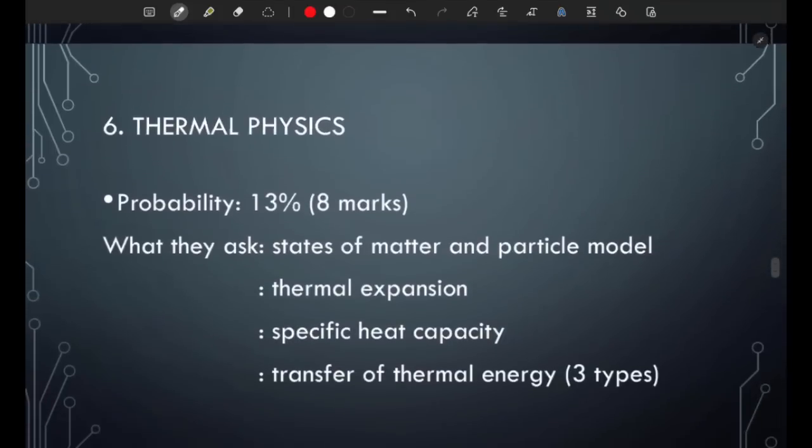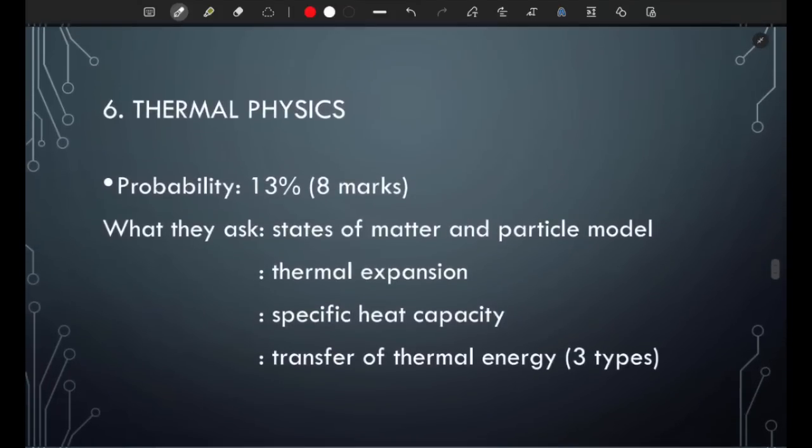And the next topic is thermal physics. So this is one of the big topics, and it takes about 13% of the paper, which is about 8 marks. So it's really important to understand this topic. What they can ask you is, the first one, states of matter and the particle model. Now this has not been very popular in recent times. What's popular is specific heat capacity and the transfer of thermal energy.